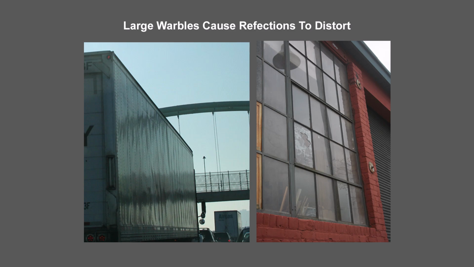So we talked a lot about little tiny bumps, but also larger bumps, which I usually refer to as warbles, that can also cause distortions in a reflection. So you can see that here, for example, in the side of the truck that's reflecting the bridge, or the pole of the lamp, which is in the reflection on the glass surface here.